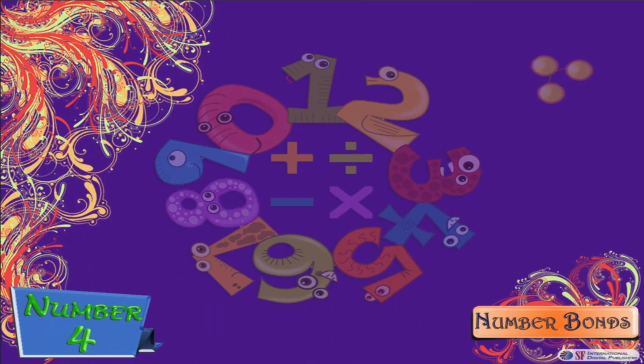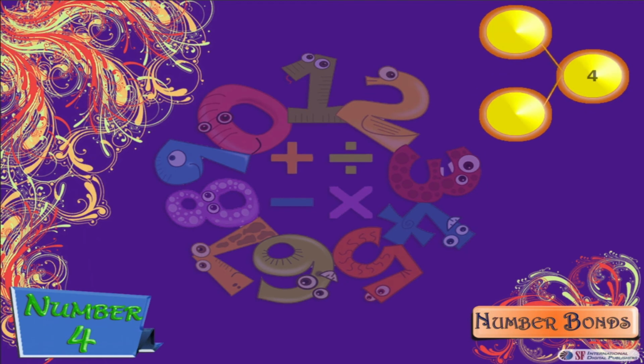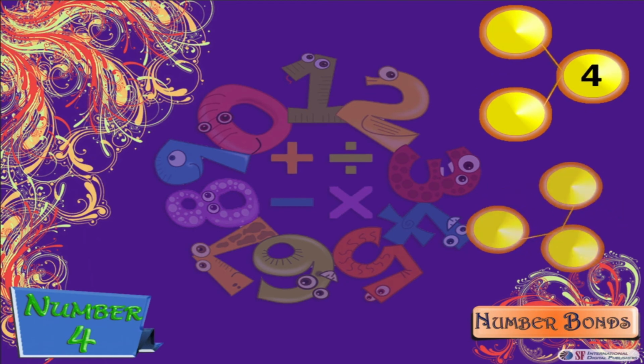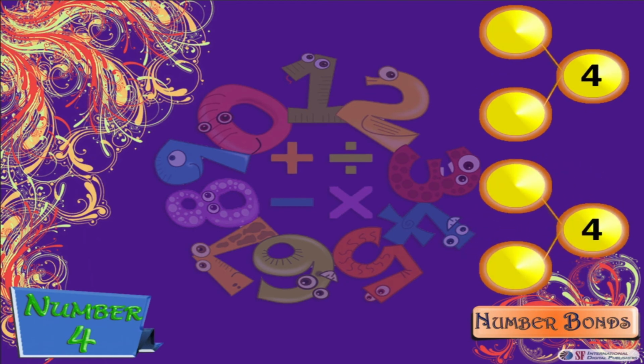In this example, we are going to generate number 4 with the help of its bonds. To do so, we have 2 pairs that can make number 4. First pair is 2 and 2. In this pair, when you add 2 and 2, it returns number 4.